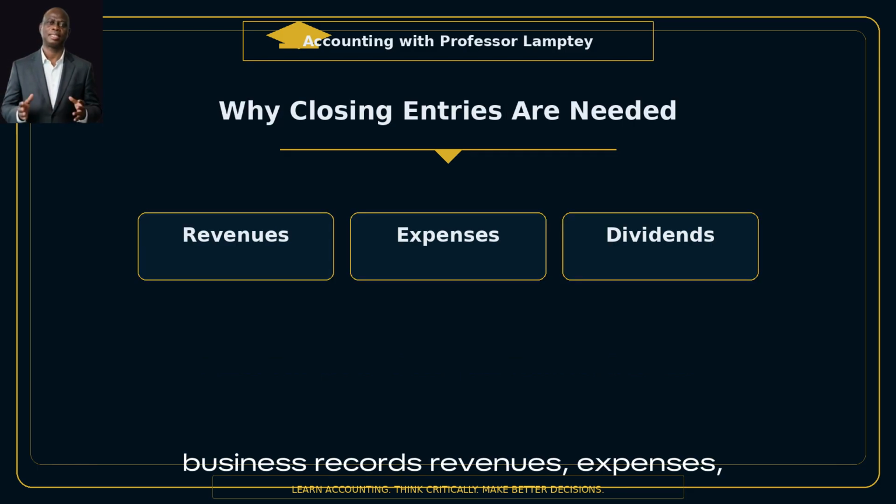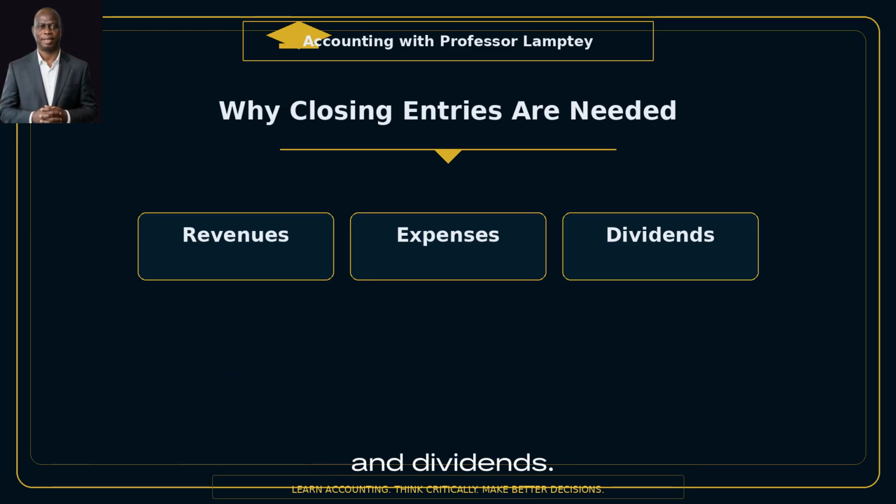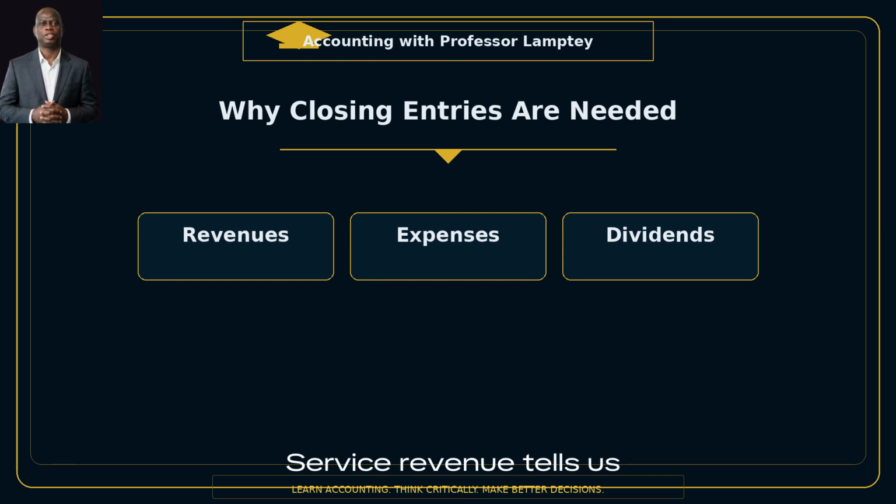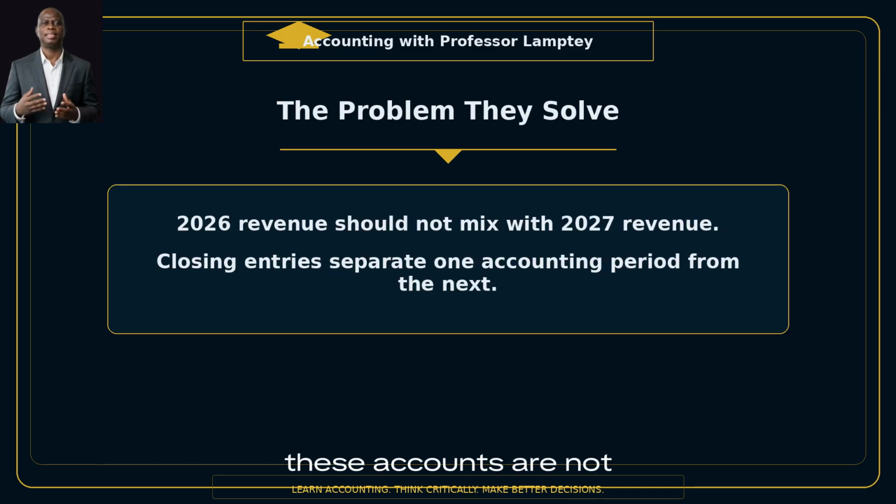During the year, a business records revenues, expenses, and dividends. These accounts measure activity for a specific period. Service revenue tells us how much the business earned during the year. Rent expense and salaries expense tell us what the business incurred during the year. The problem is that these accounts are not supposed to keep adding forever. If a company earned $50,000 of revenue in 2026, we do not want that same revenue sitting in the revenue account when 2027 begins. Closing entries separate one accounting period from the next.